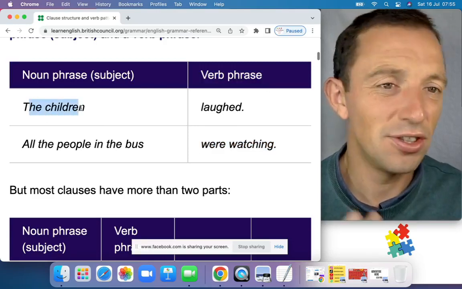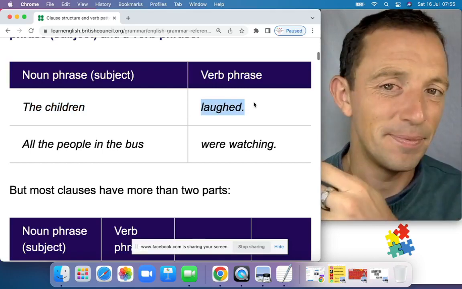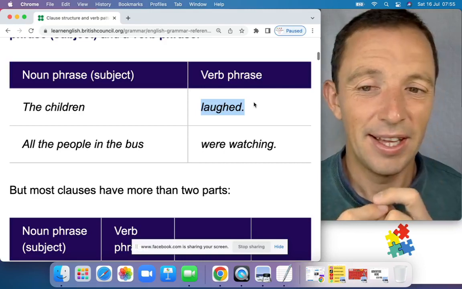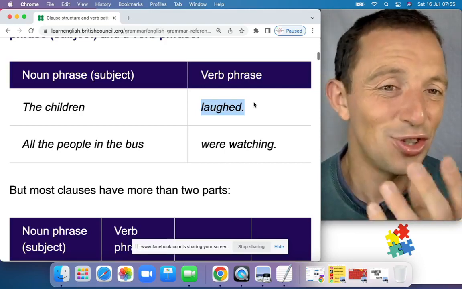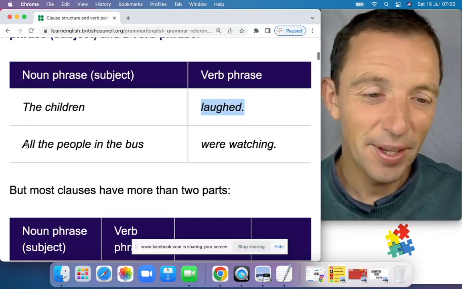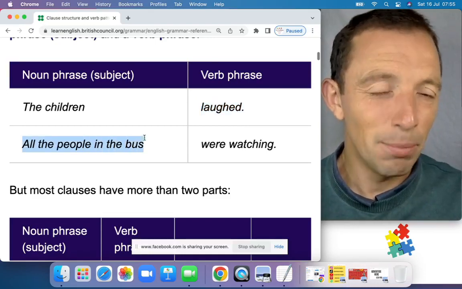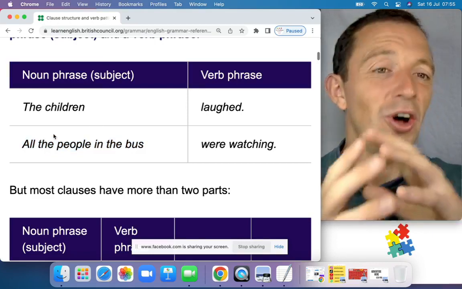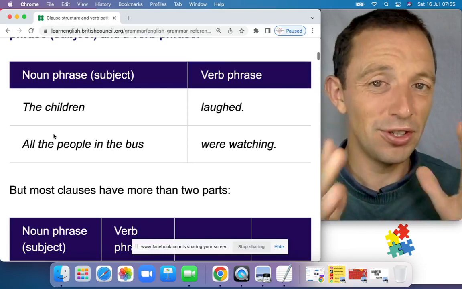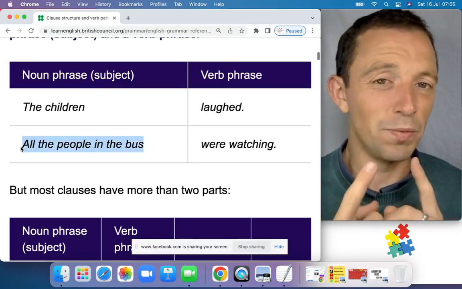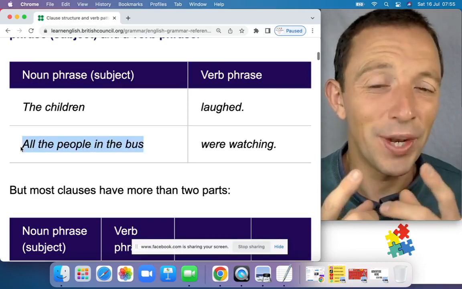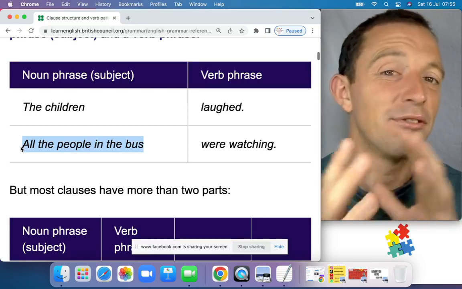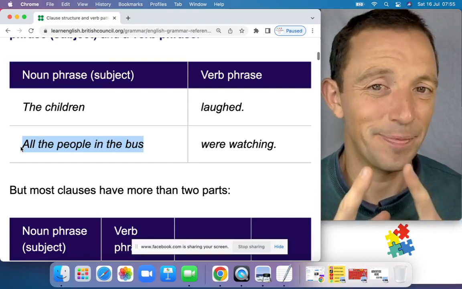So the subject is the noun phrase, the children, laughed, the verb. That's considered a clause, because probably it's a long sentence and this is just the very beginning. Next, all the people in the bus. This is the subject and it's very long, because it's all the people, and more specifically in the bus. This is the reason it's known as a noun phrase: the people are the noun, it's in a phrase, and it represents the subject of the sentence.